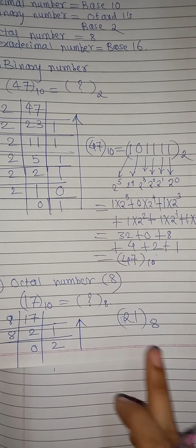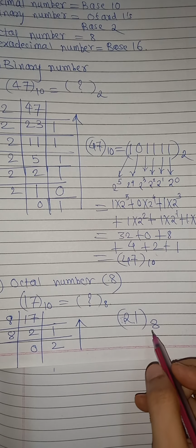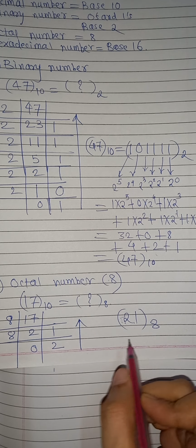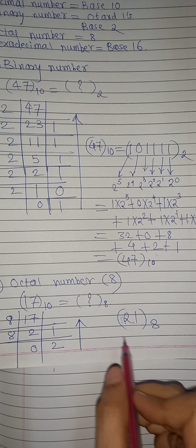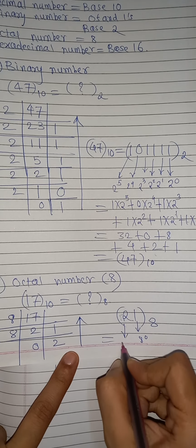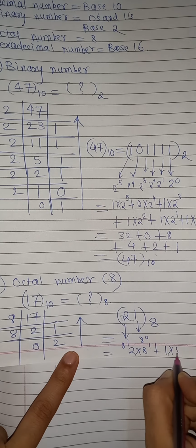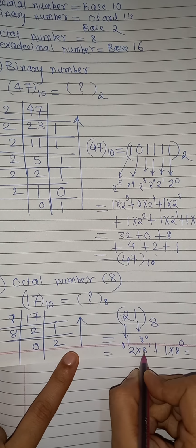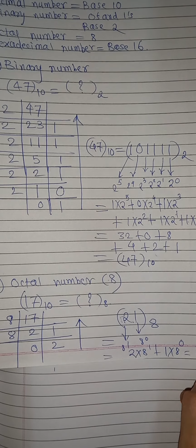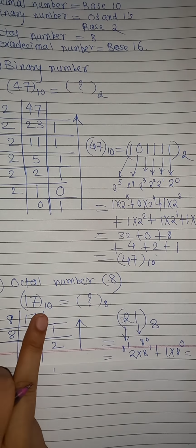Now how to check this? If we are given an octal number and we are told to find its decimal equivalent, just perform one step. This is 8 raised to 0 and this is 8 raised to 1. So 2 into 8 raised to 1 plus 1 into 8 raised to 0. It will be 2 into 8, that is 16, plus 1, which is equal to 17. So it is verified.